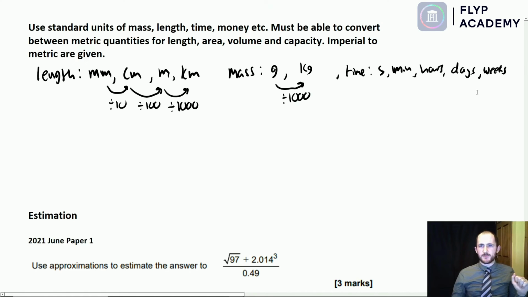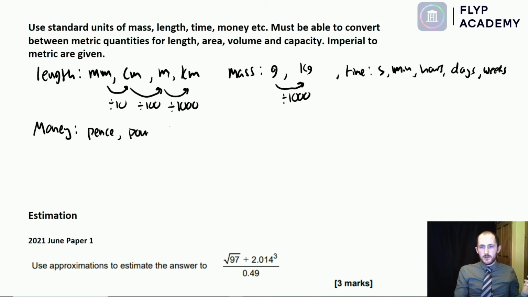Hopefully that's fairly standard. And then with money, the only standard unit for currency is pennies and pounds. And again, you should know that there are 100 pence in a pound. Everything else is going to be given to you. So imperial units are things like pounds, inches, miles, things like that. They give you the conversions. You don't have to worry about that.